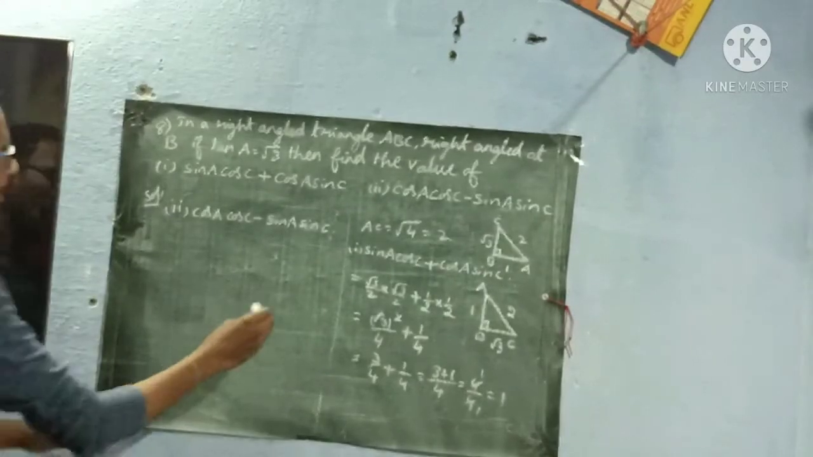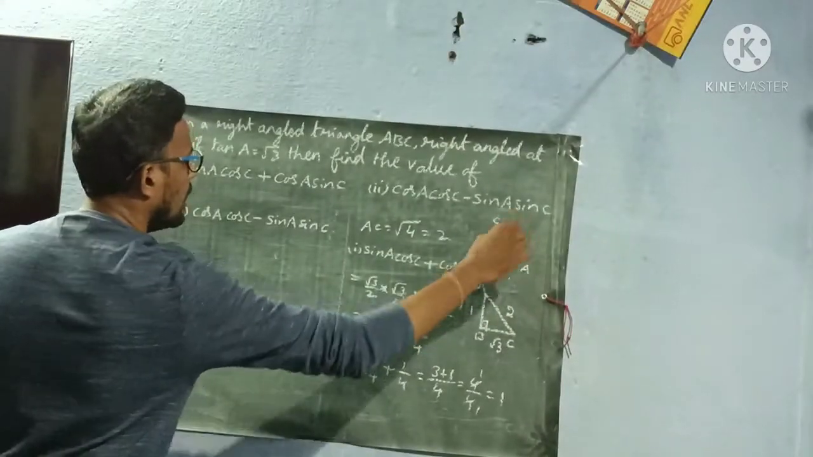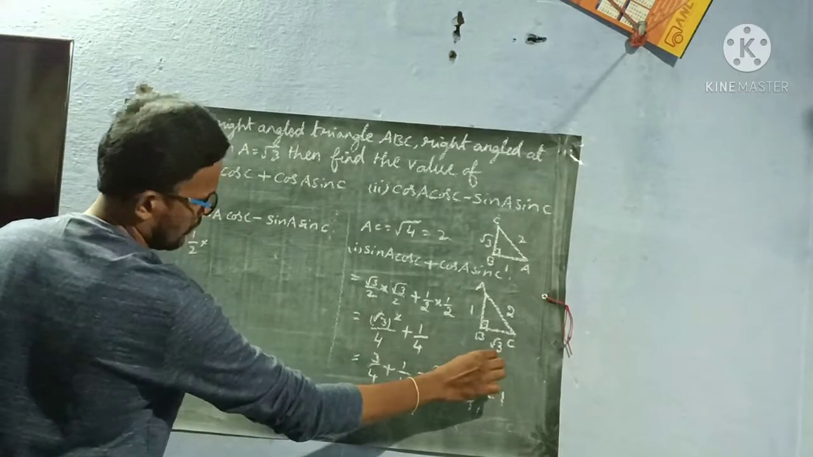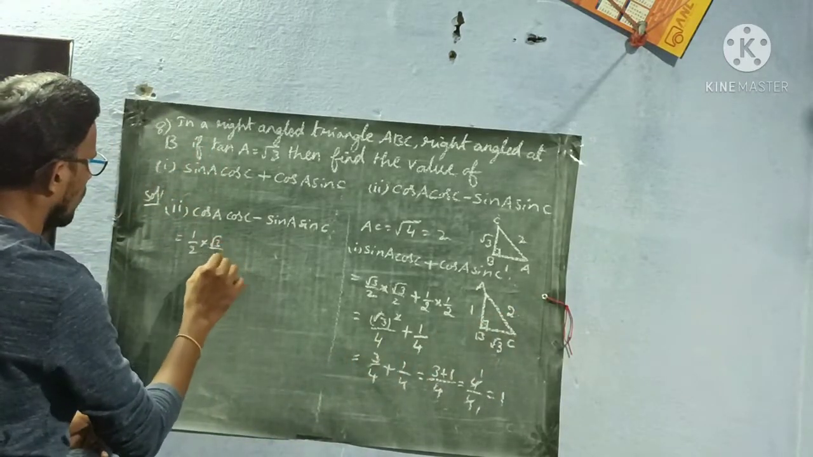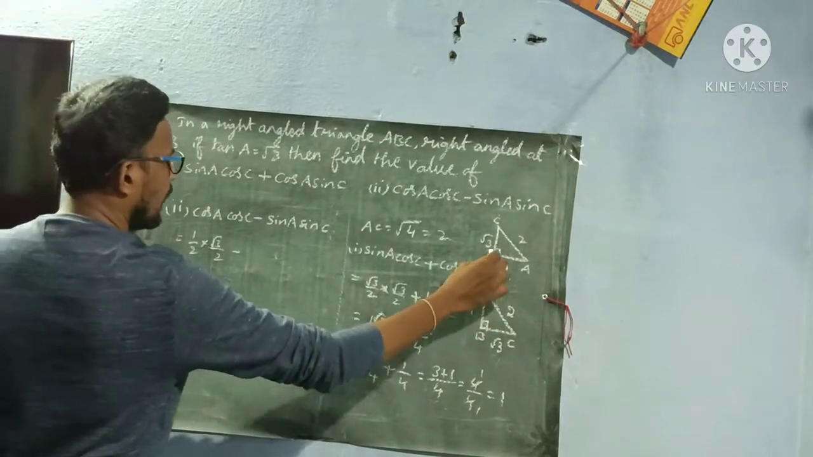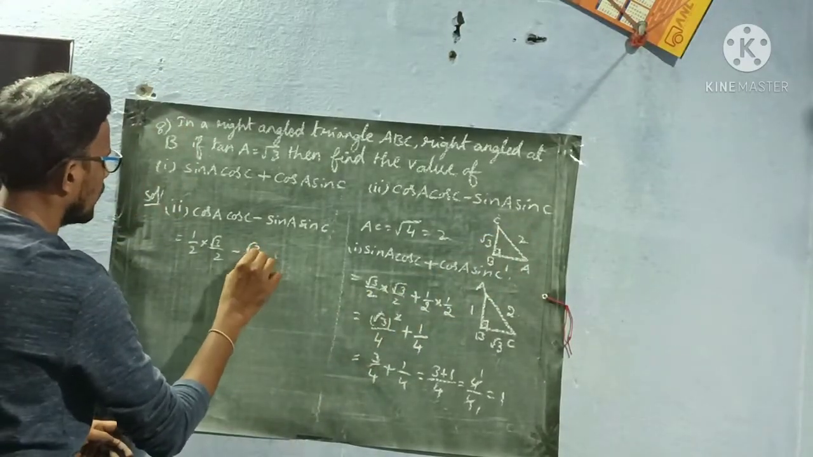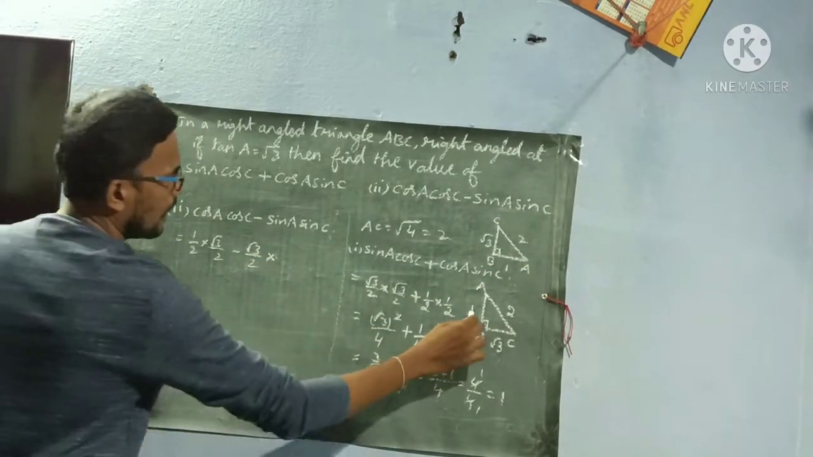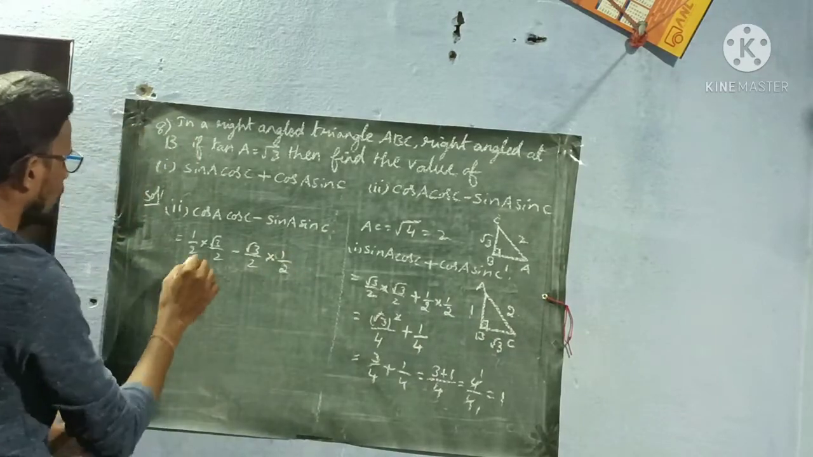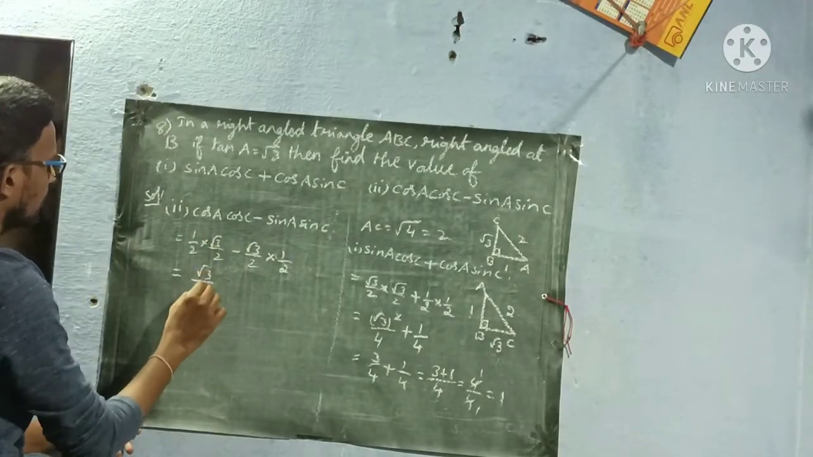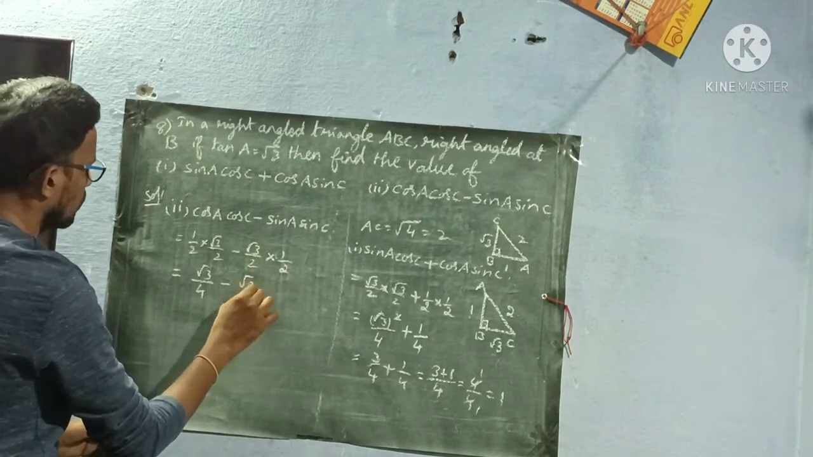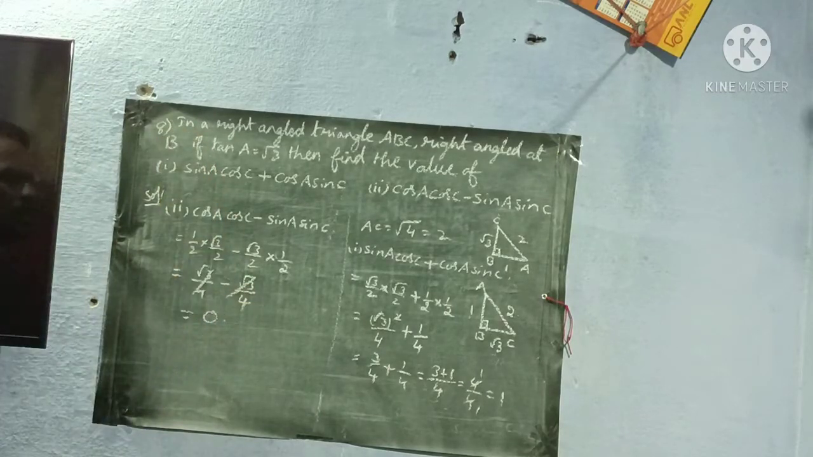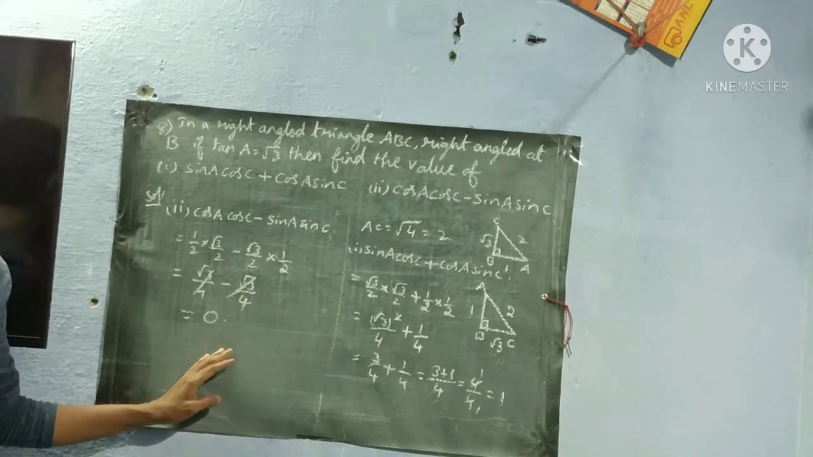So now cos A means adjacent side by hypotenuse, that is 1 by 2 into cos C. Cos C is root 3 by 2, minus sin A. Sin A is root 3 by 2, that is opposite side by hypotenuse, that is root 3 by 2 into sin C. Sin C is 1 by 2. So that is equal to 1 into root 3 is root 3 by 2 into 2 is 4, minus 1 root 3 into 1 is root 3 by 2 into 2 is 4. So root 3 by 4 minus root 3 by 4 gets cancelled. Answer is 0. So this is how we have to solve the second bit.